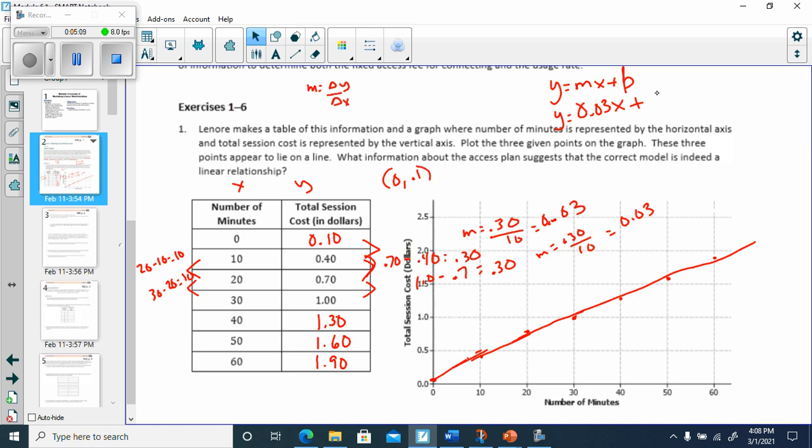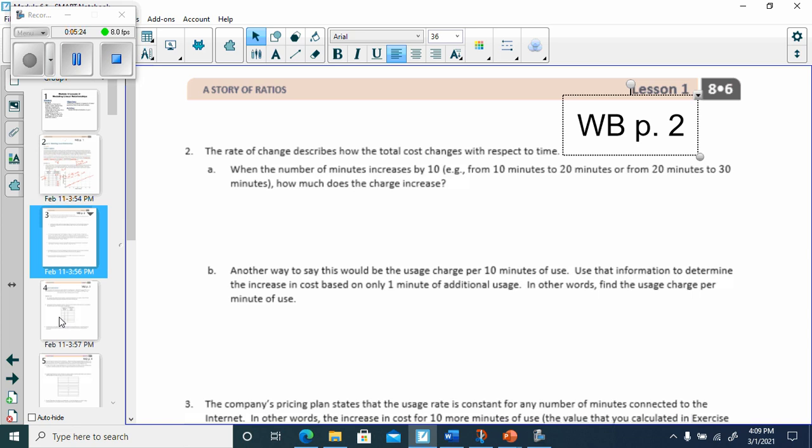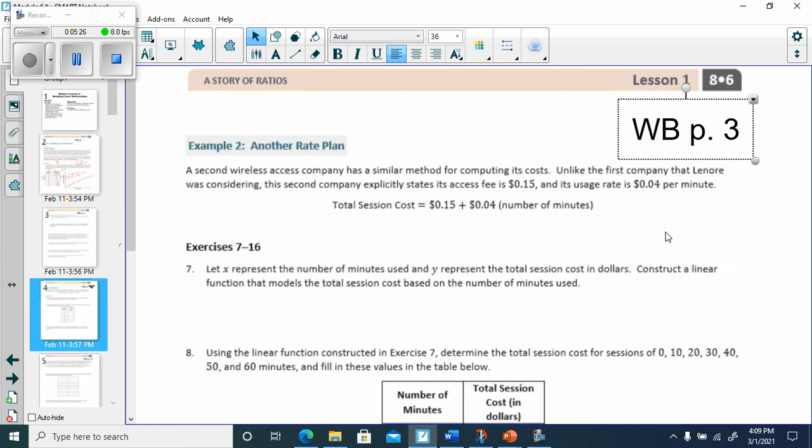Our cost was 10 cents. So 0.10. So this says the total cost would be 3 cents per minute times your number of minutes plus 10 cents as an initial fee. Okay? This covers page 1 and 2, so let's go to page 3.